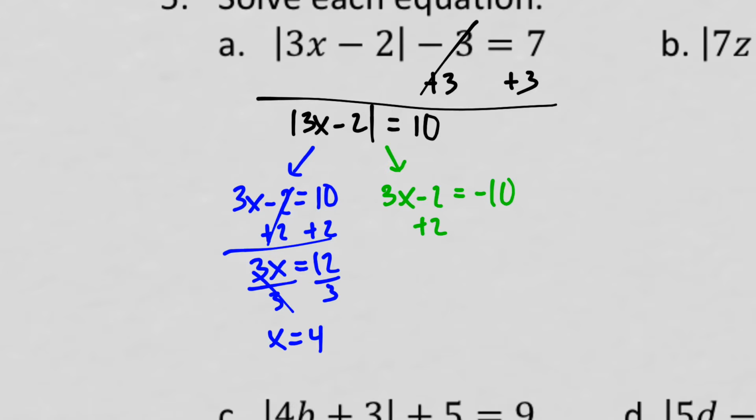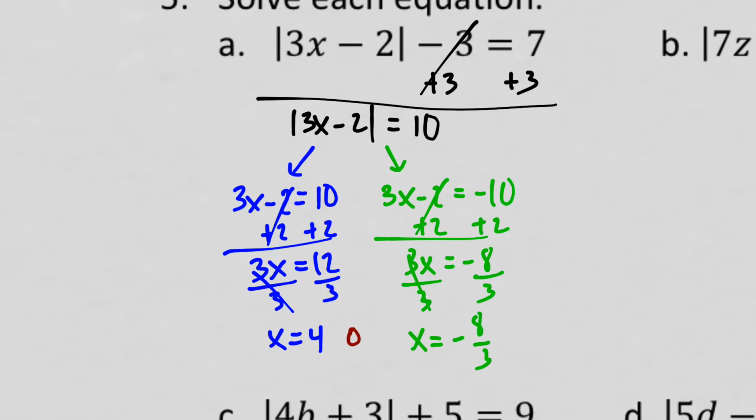On this one, we're going to add 2 to both sides also. We're going to get 3x equals negative 8. We're going to divide by 3. And we get x equals negative 8 over 3. And that is your final answer. One positive, one negative.